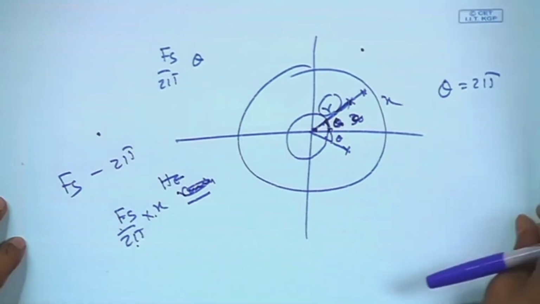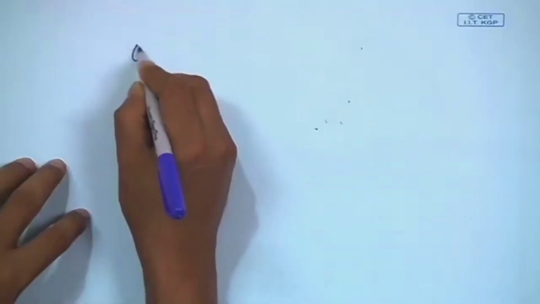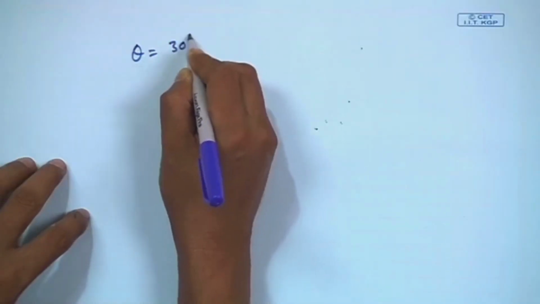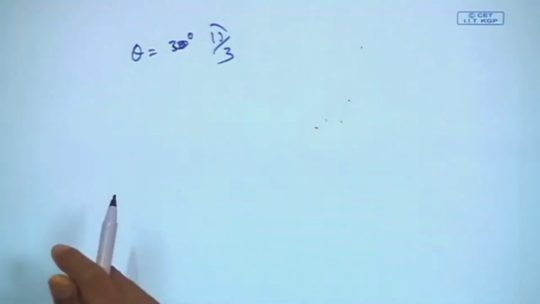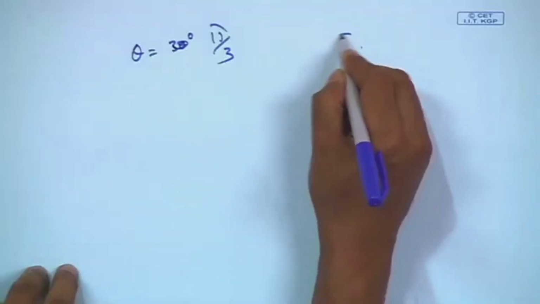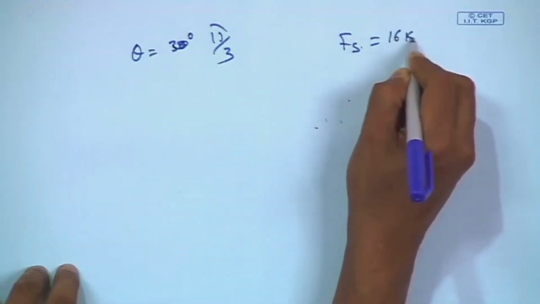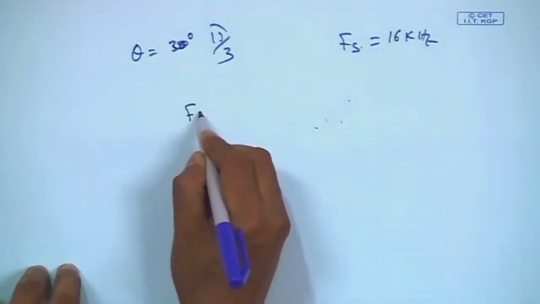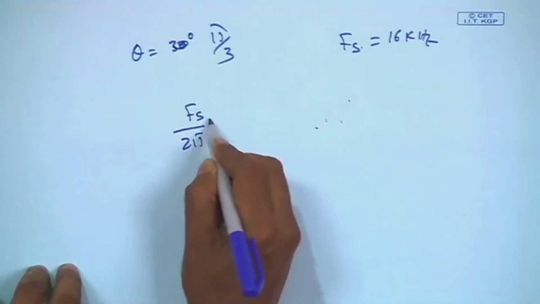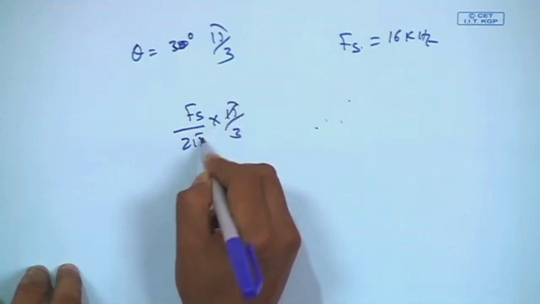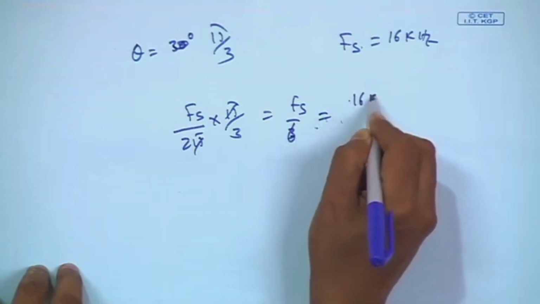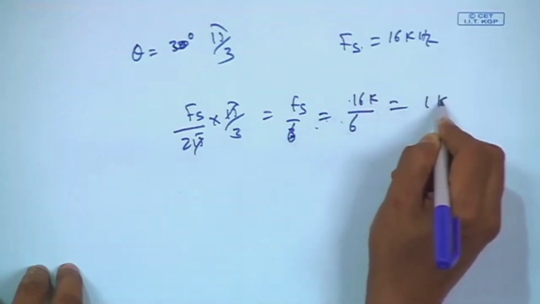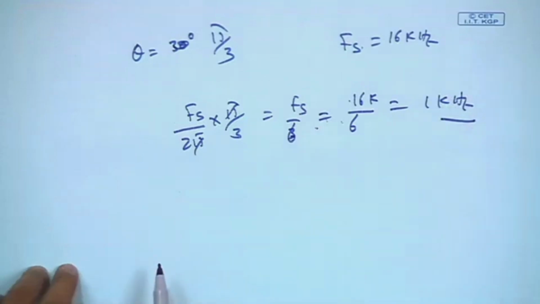Suppose I have a pole, and the theta is equal to, let us say, 30 degree or pi by 3. So, what is the formant frequency? Let us say Fs is equal to 16 kilohertz. Then Fs by 2 pi into pi by 3 is Fs by 6, which is 16 k divided by 6, so the formant frequency is about 1 kilohertz.